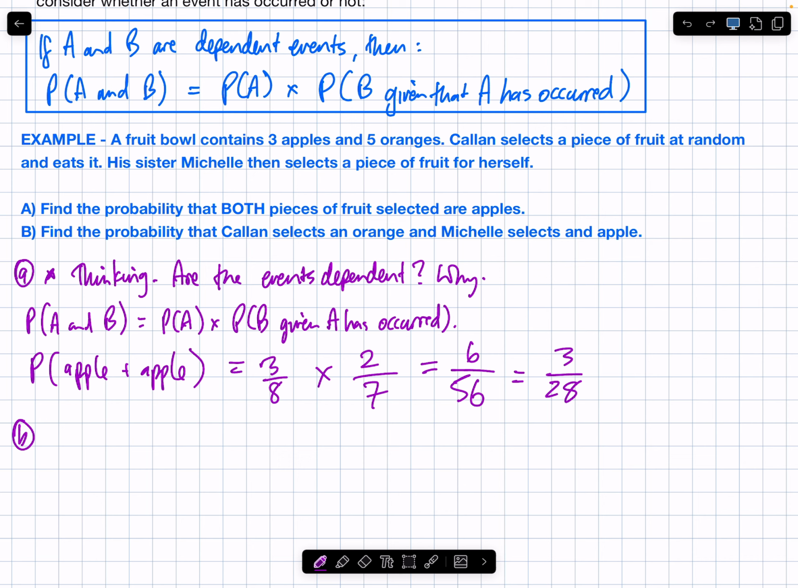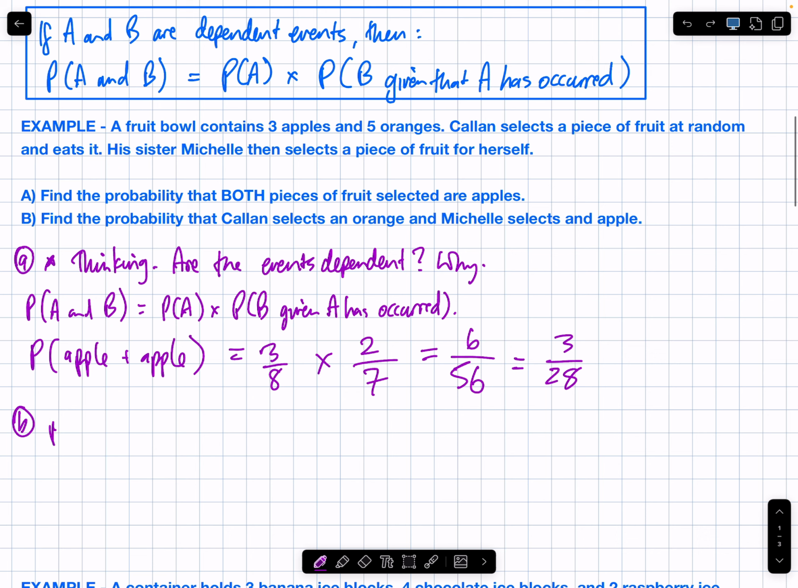Find the probability that Cullen selects an orange and Michelle selects an apple. So, P(orange and apple). What's the probability? It's going to be over 8, but what's his chance of getting an orange? 5 out of 8. Now keeping in mind it's dependent. Does the orange being selected by Cullen affect the number of apples? No. So Michelle selects an apple, so it's going to be 3, unlike before where it changed to 2.